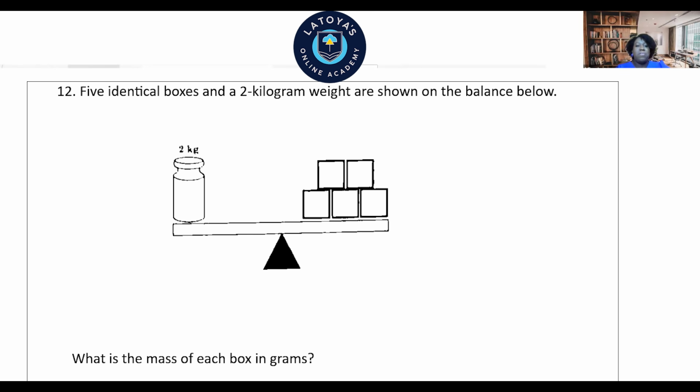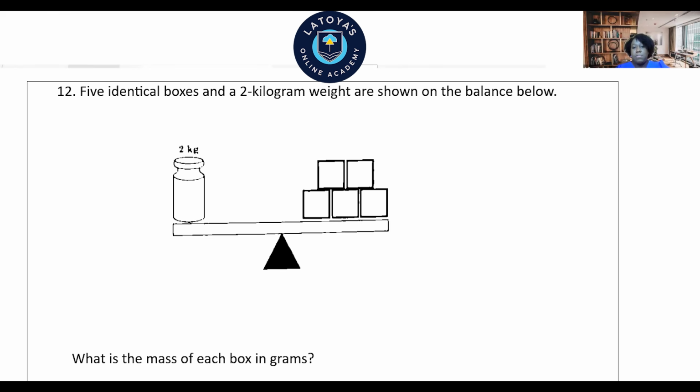Question 12. 5 identical boxes and a 2-kilogram weight are shown on the balance scale. So this is telling me that this jar is 2 kilograms and the weight of 1, 2, 3, 4, 5 identical boxes is also 2 kilograms. And it's the same because we can see that the scale is balanced. What is the mass of each box in grams?